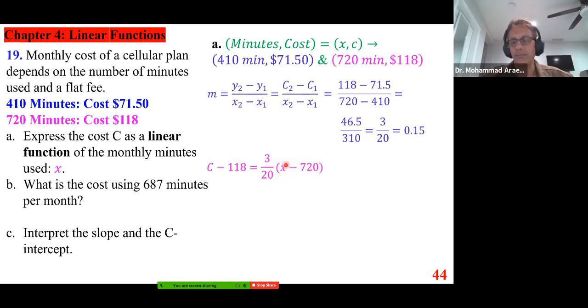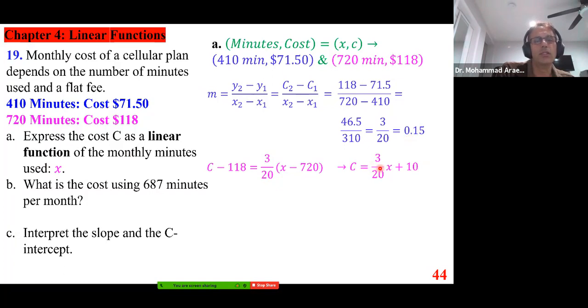Distribute, simplify. I'm assuming everybody can do that. This is 3 over 20 times x. Then this one you divide by 20 and you multiply by 3 and you move the negative 118. You end up with the cost being 3 over 20 times x plus 10. That is part A, 3 over 20 or 0.15.